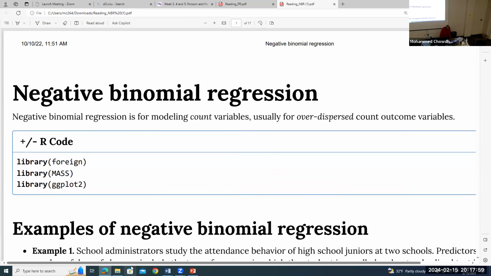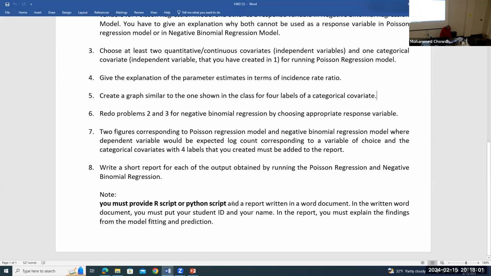One, two sentences is fine. Write a short report for each output obtained by running the Poisson regression model and negative binomial. You must provide an R script or Python script and a report written in a Word document. In the written Word document, you must put the student ID and your name, so that I can match it. In the report, you must explain the findings from the model fitting and prediction.